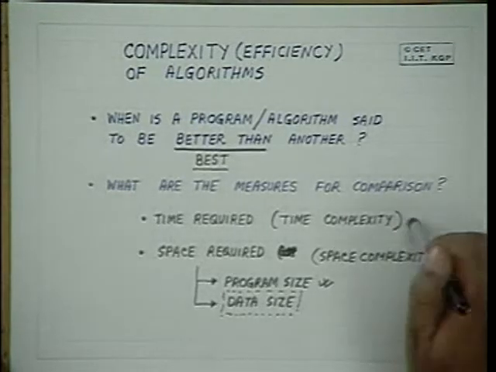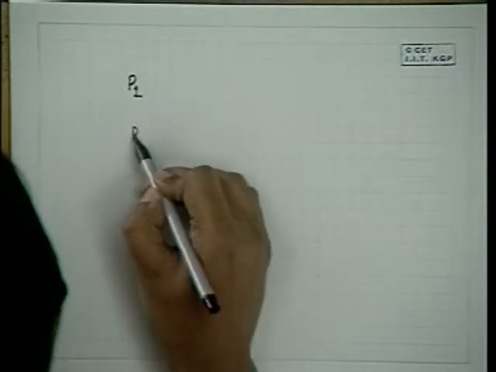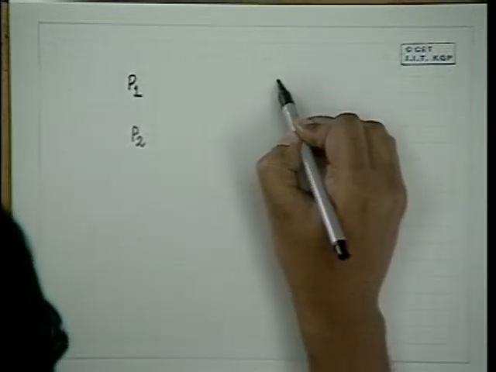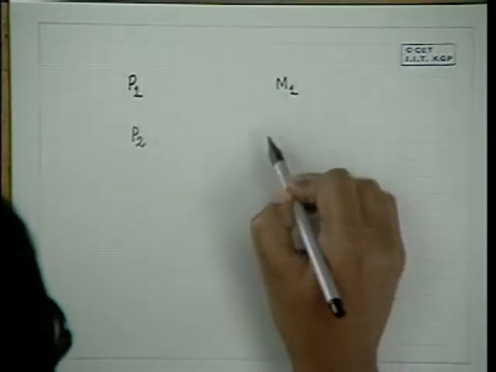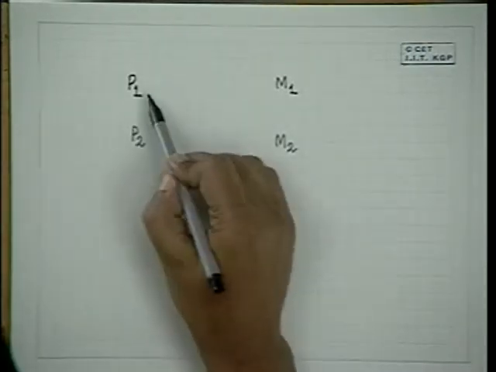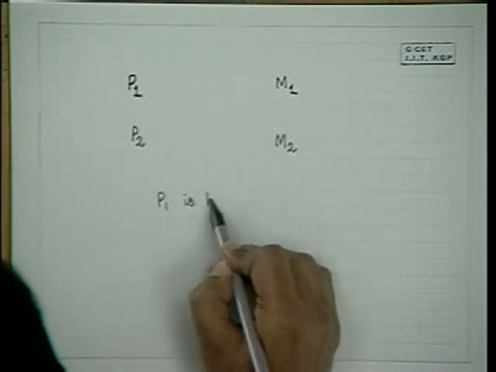Now even here there are several issues. The first issue is that given two programs, if I run them on machine A and machine B, suppose I have a program P1 and a program P2, and I have a machine 1 and a machine 2. Now in machine 1, P1 is better than P2.